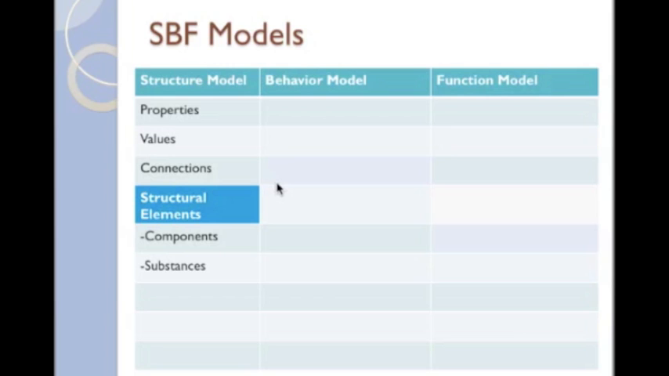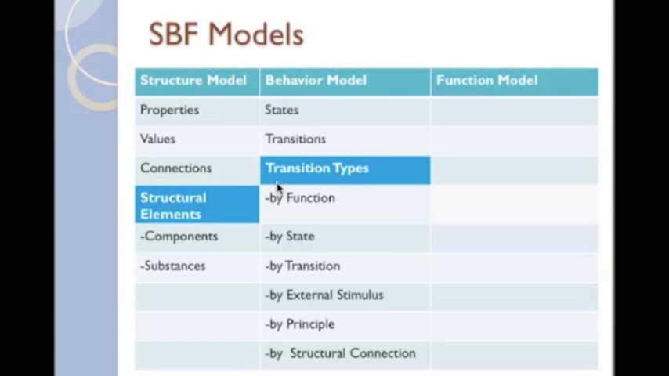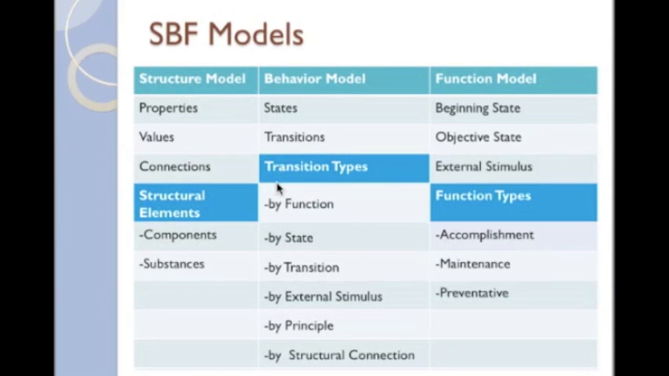The things we need to know for the structure model are properties, values, connections, and structural elements. Structural elements come in 2 types, either components or substances. The behavior model has states and transitions. Transitions come in a variety of types, as shown. The function model has 2 states, the beginning state and objective state, and an external stimulus. We can also note that functions are of 3 basic types: accomplishment, maintenance, and preventative.